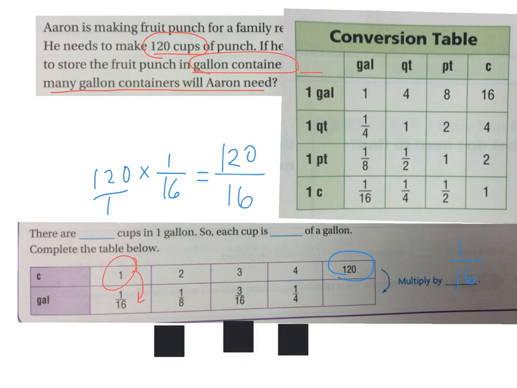Okay, is this fraction in simplest form? No. So how can we find out how to put that into simplest form? Claire? Yeah. So how many 16ths do I have in 120? 7. Okay, 7 wholes. And do I have any fractions left over? So how many gallon containers will Aaron need in order to contain all of his 120 cups of fruit punch? Daniel? 7.5 containers. So really, how many containers would he need? 8, exactly. But the exact amount is 7.5, and that's the correct answer. Okay?